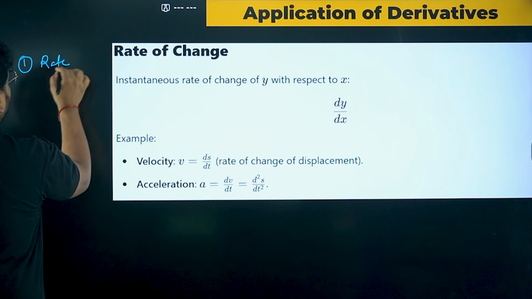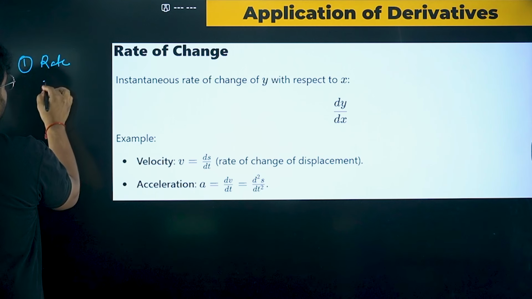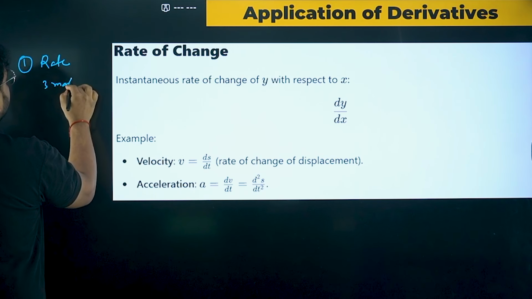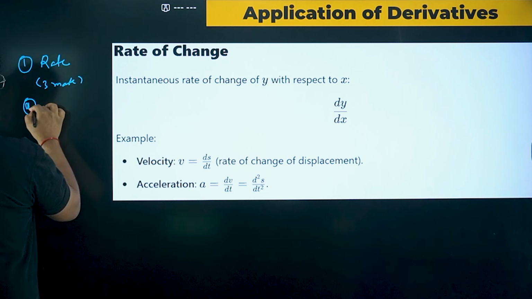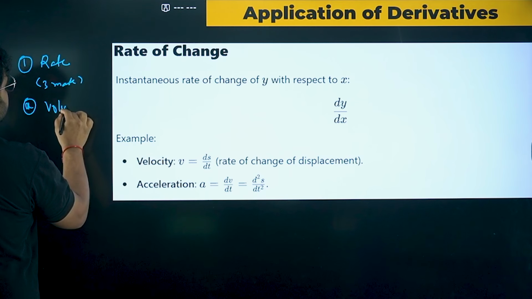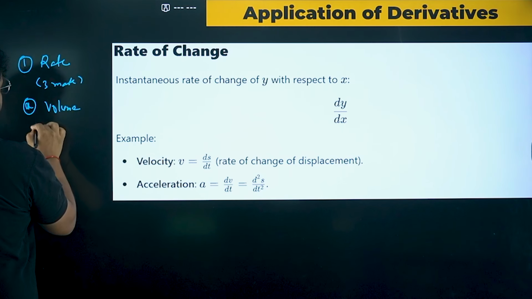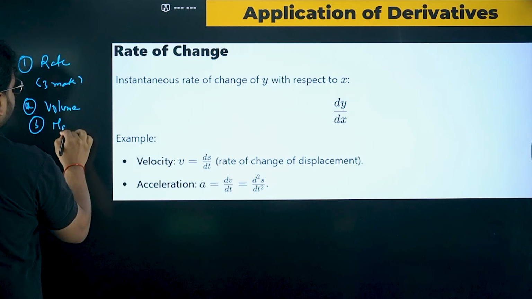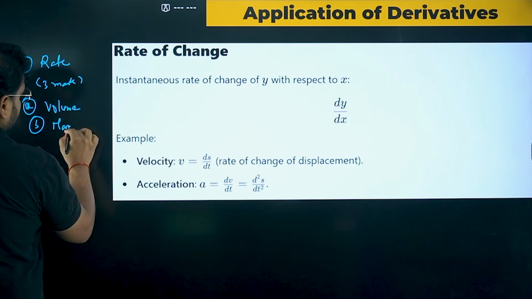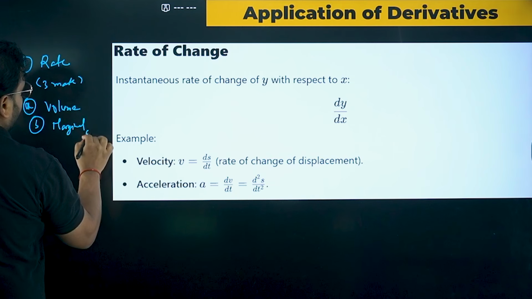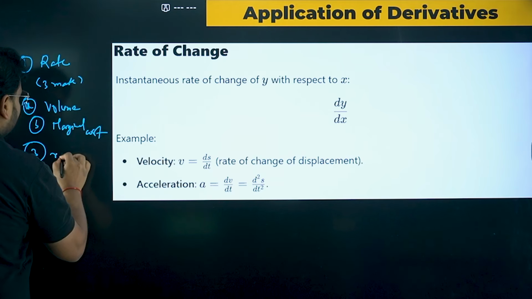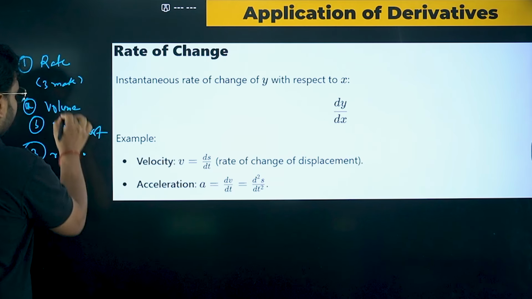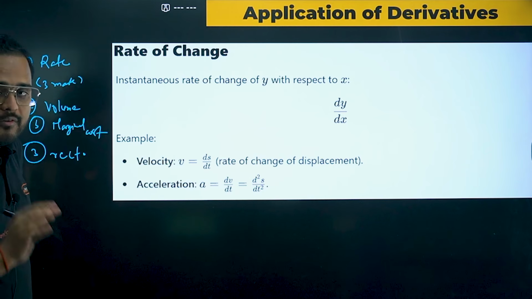When I say rate of change, this can be a 3 mark question. It can be basically on the volume problems, or it can be a marginal cost problem, or it can be a rectangle question. So either of these can be asked in the 3 marker of rate of change.